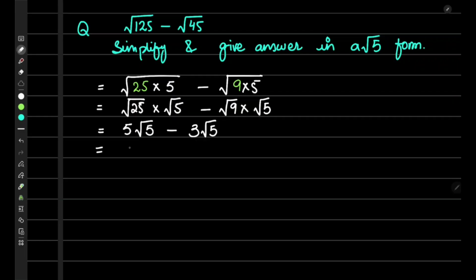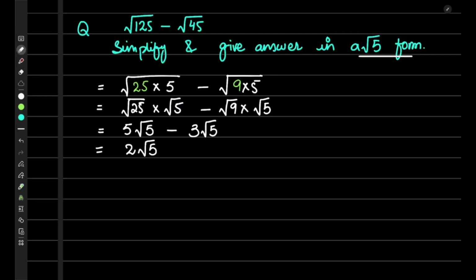What is 5 minus 3? Because we have a common surd, root 5, we can subtract these numbers. So 5 minus 3 is 2, and we end up getting 2 root 5, in the same format they asked us to find. Okay, this is the basic technique that we will be using to simplify our surds.